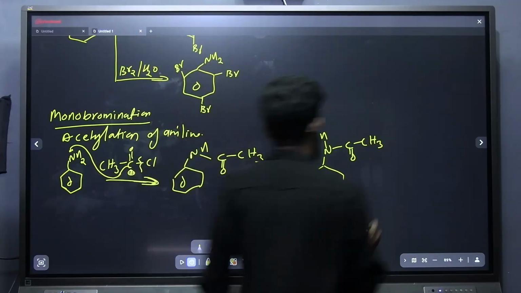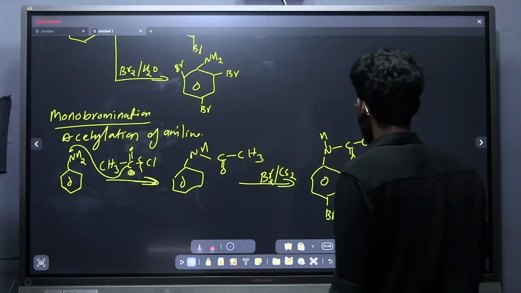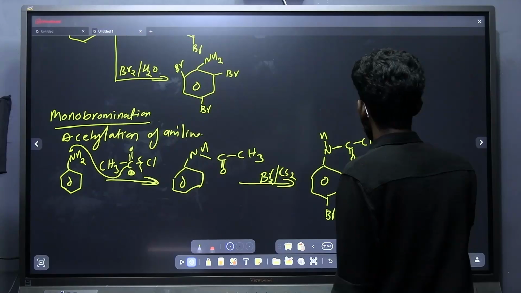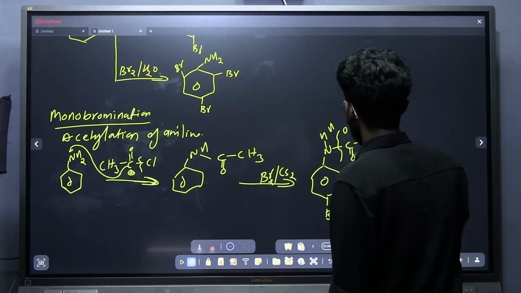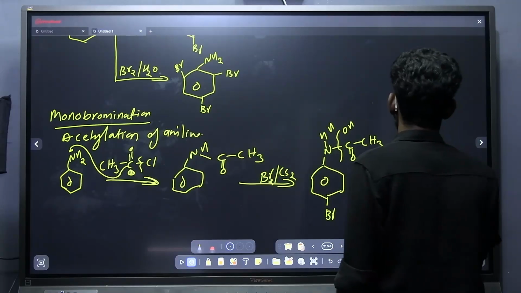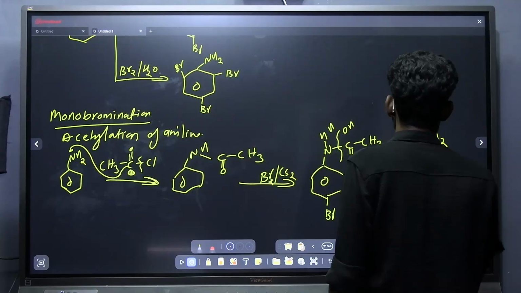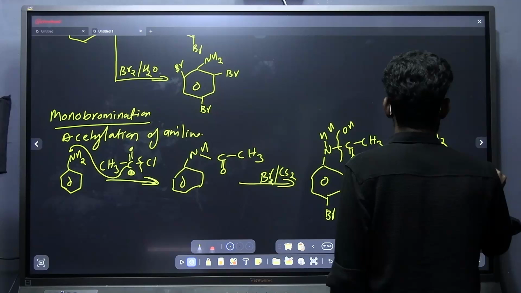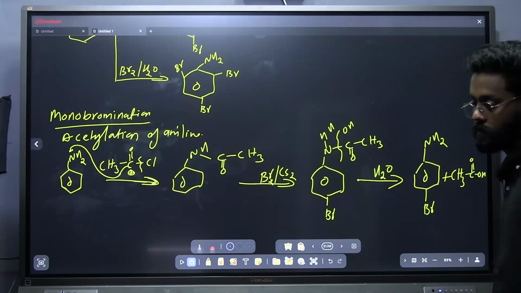CH3, bromine attached on the para position. And then now what is the next step? Next step is we have to remove this acetylated product. For that I will be adding water, HOH will be attaching, and I will be getting the aniline back, NH2, and bromine, plus CH3COOH. I will be getting monobromoaniline plus an acid.